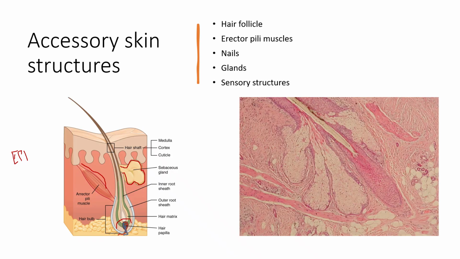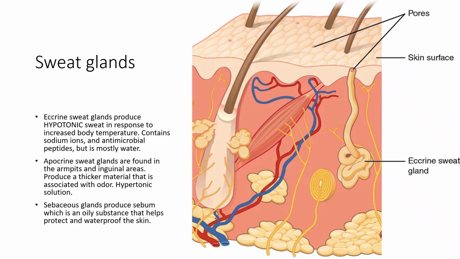So when you have a fight or flight response, the muscles contract and cause your hair to stand up. We also have different structures, which we can see here, called sweat glands. In sweat glands, we have apocrine sweat glands and eccrine sweat glands. And eccrine sweat glands are most common in our skin.